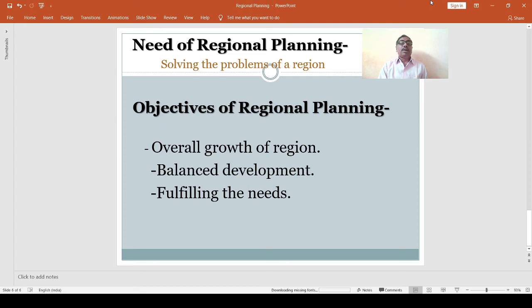Then the objectives of regional planning. The objectives of regional planning are overall growth of a region, balanced development, fulfilling the needs. When we discuss about the development of a region, it requires geographical homogeneity.